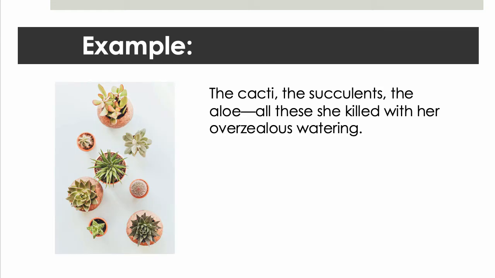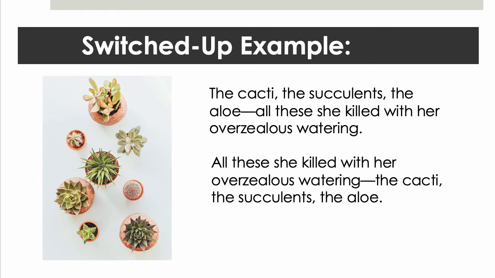Examples can be super helpful. The cacti, the succulents, the aloe, all these she killed with her overzealous watering. In this sentence, our possible summary words are all these. All these point to the list of dead plants that comes earlier in the sentence. You can also switch up this example. You'll notice in the first example, the appositives are all at the beginning. In the second example, they're all at the end. Both ways work and can be super interesting in your sentences.